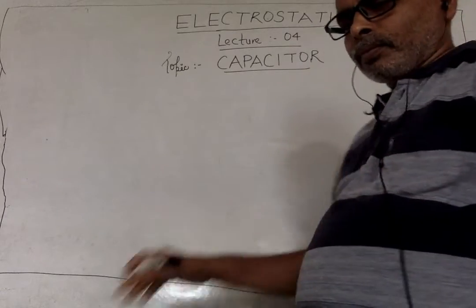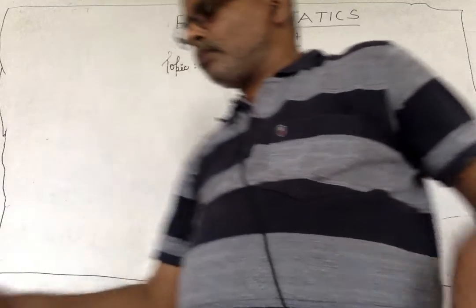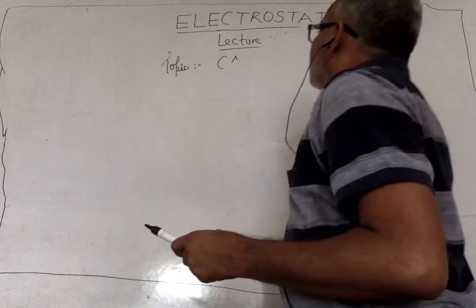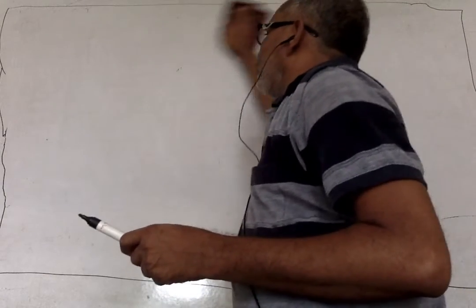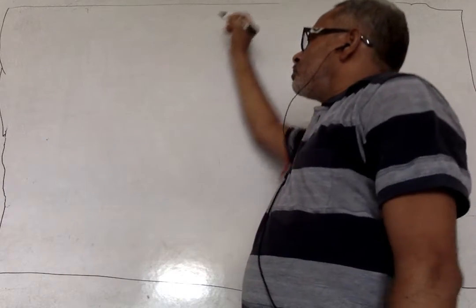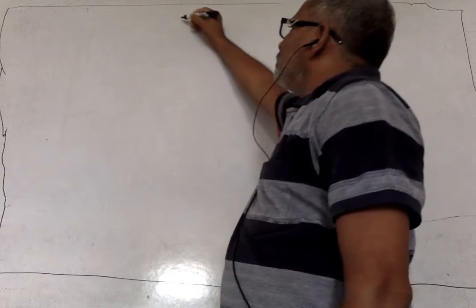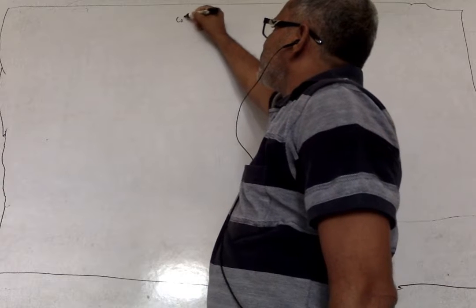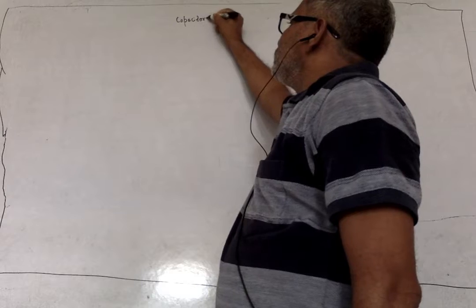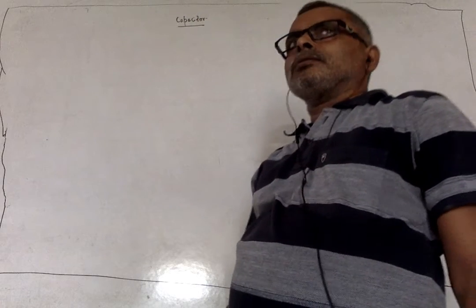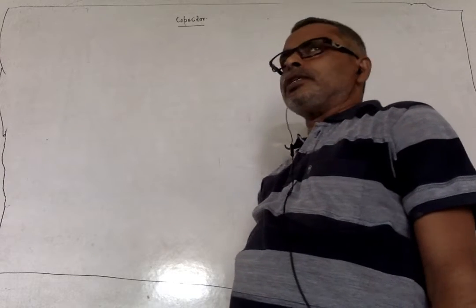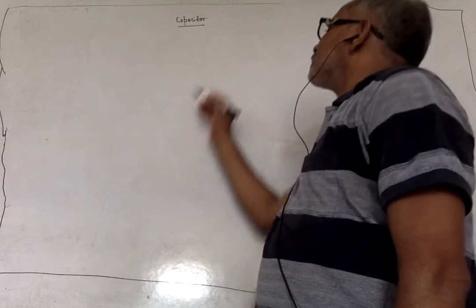Capacitor: the device by which the capacity of a conductor increases without increasing its area is called a capacitor. The device which increases the capacity of a conductor without increasing its area is called a capacitor.